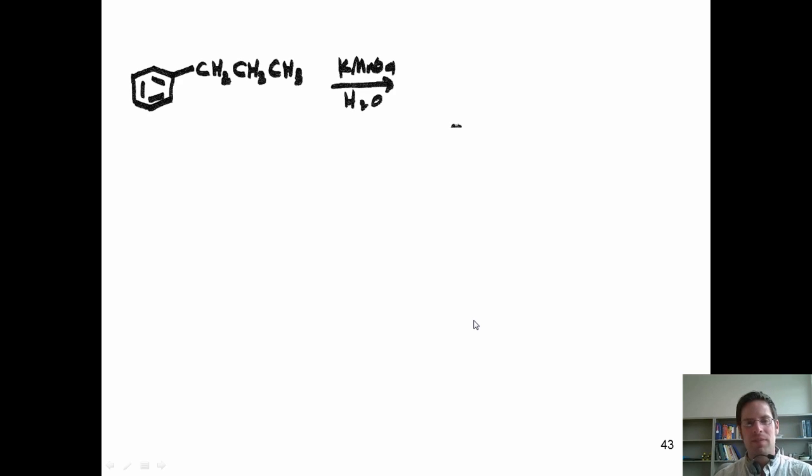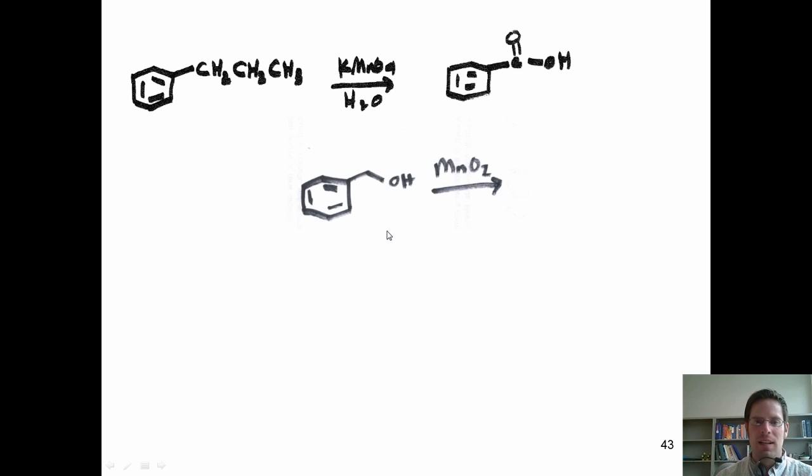And here are some cool examples. To figure out the products, I only have to ask myself, is there at least one hydrogen on the benzylic carbon? In this case, there is. So what product does it make? Benzoic acid. On this one, I've taken a benzyl alcohol, treated with MnO2. What does it do? Remember, MnO2 is milder. It oxidizes it up to an aldehyde.